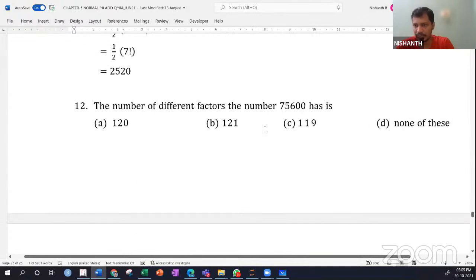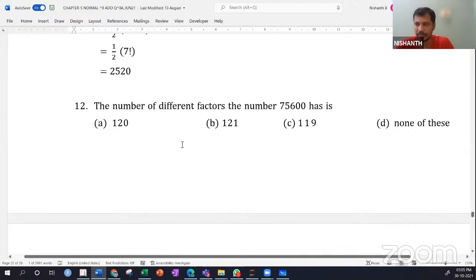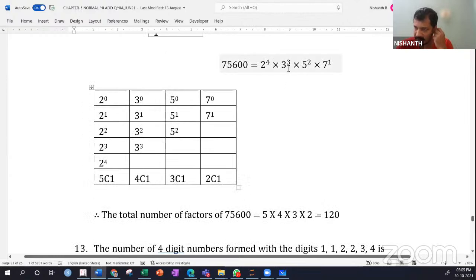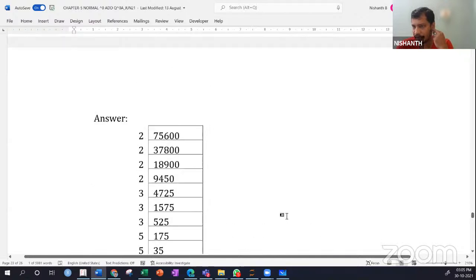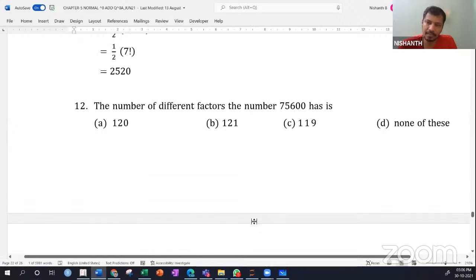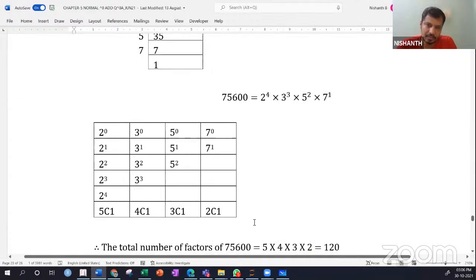This is also one approach which you need to remember. Number of different factors which you have found from 75,600. So this also you have to do with this method where you need to do this LCM and arrange it in this way and then multiply them. So this is the answer for finding the number of factors. You should know in the corner of your brain that if somebody asks me to find the number of factors, then I should do this. Like this is the approach.